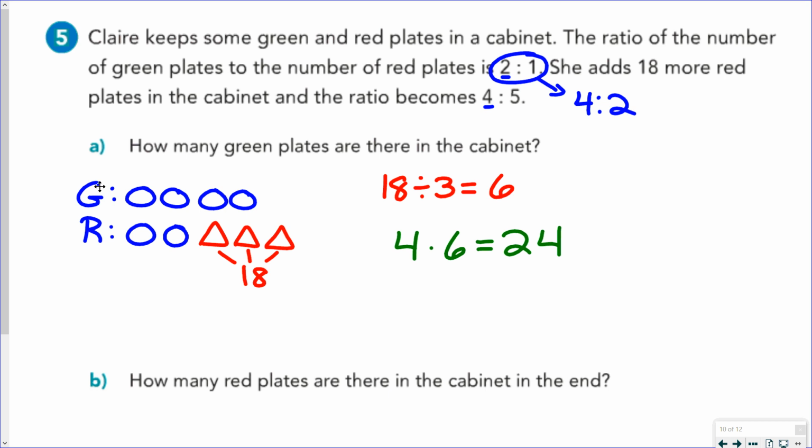And then how many red plates are there in the cabinet in the end? There are 5 sections. Each section is worth 6. 5 times 6 is 30.